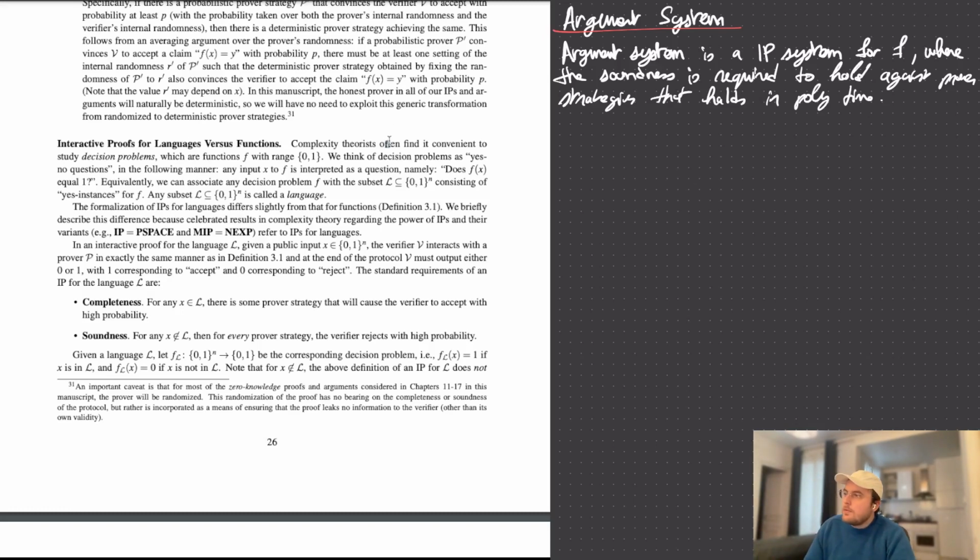Complexity theorists often find it convenient to study decision problems, which are functions f with range {0,1}. We think of a decision problem as yes/no questions in the following manner. Any input x to f is interpreted as a question, namely, does f(x) equal 1? Equivalently, we can associate any decision problem f with the subset L in {0,1}^n consisting of yes instances for f. Any subset L is called a language.